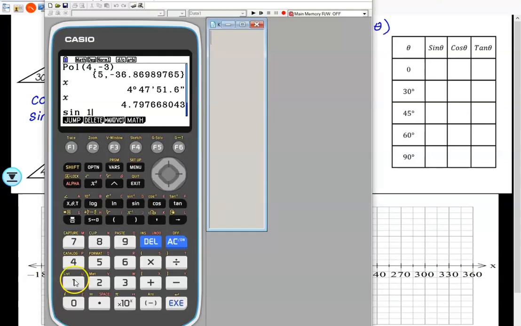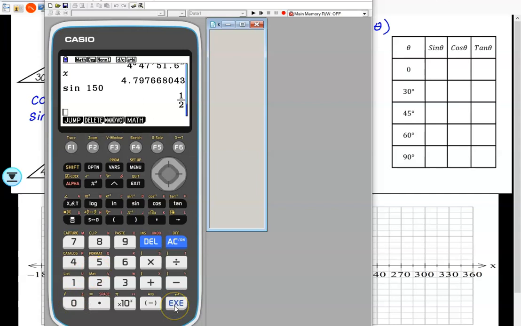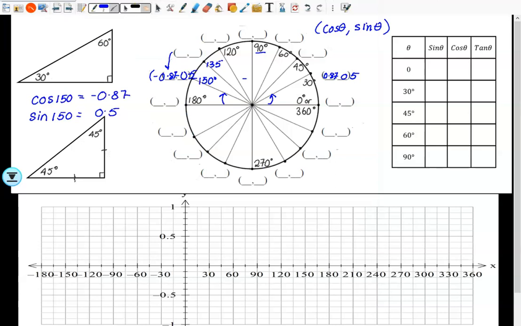What's sine of 150? You superstars. What's cos of 150? Well done, well done. So without using a calculator, you got that correct. Agreed? Do you think there's another angle that you could tell me sine and cosine of?